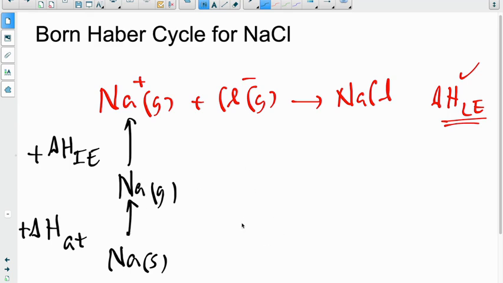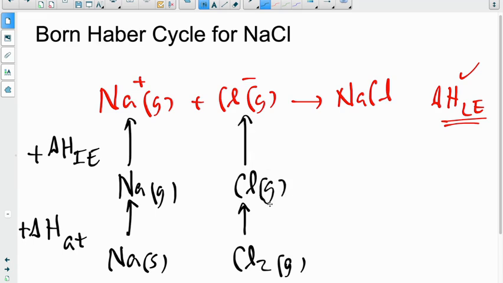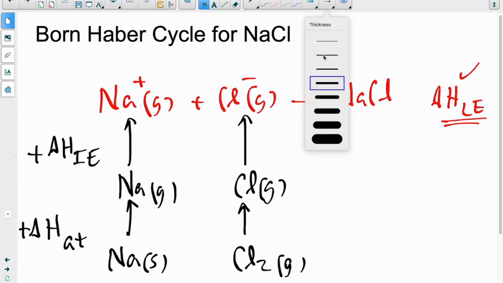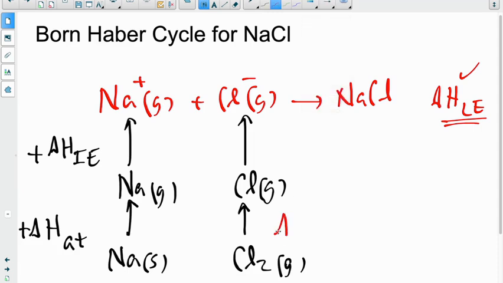All right, let's now focus on the chlorine. Chlorine in nature is found as Cl2 gas. Well, I'm going to have to convert the Cl2 into Cl gas, and then the Cl into Cl minus. Again, there are two processes involved. Now, this one here is labeled as enthalpy of atomization as well, or sometimes it's called enthalpy of bond dissociation, because you are breaking the bond between the two chlorines.